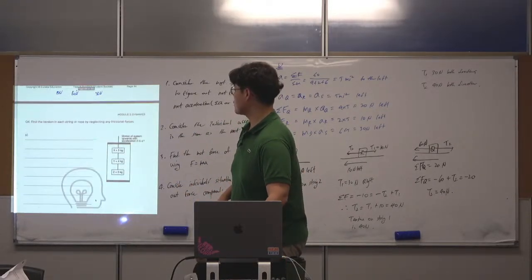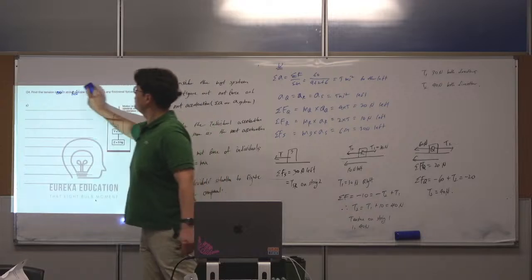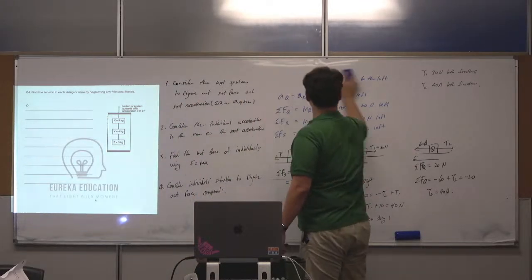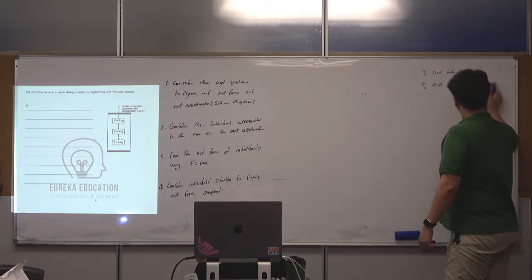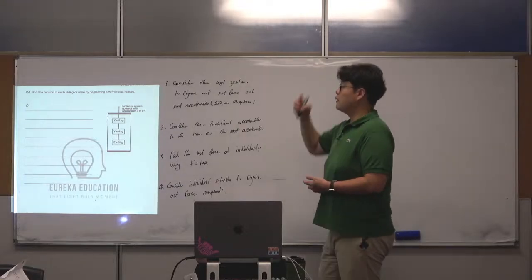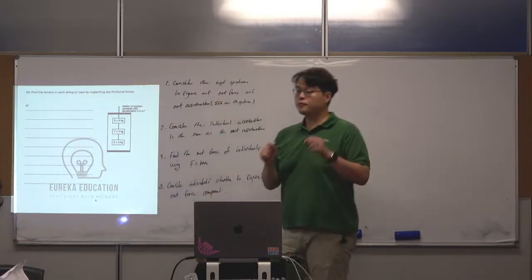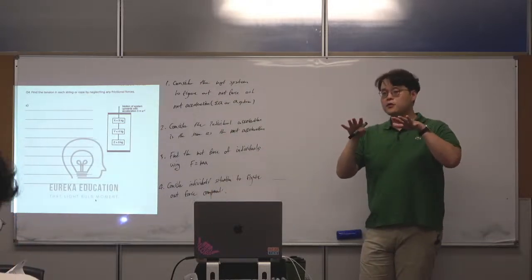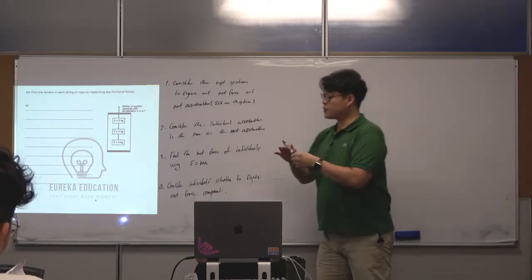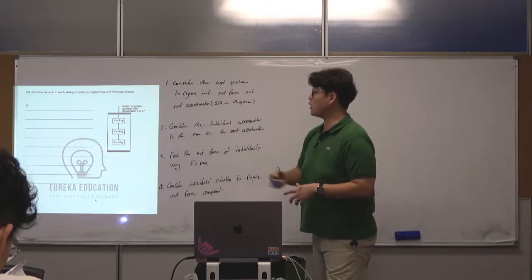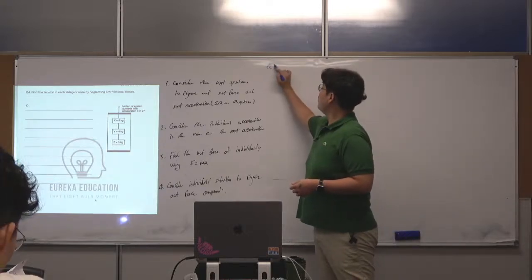All right, next one. How about this? We have something in the vertical. Find the tension in each of the strings or ropes, neglecting any frictional forces. This time it's slightly different from the previous one. Before we had horizontal, this time we have vertical. In the vertical, it doesn't really matter whether you have vertical or horizontal. I'm going to apply the same rules as before. So question 4, have a think about it.